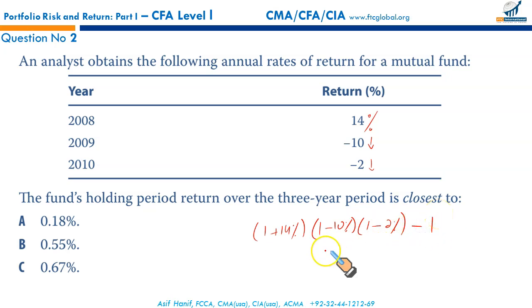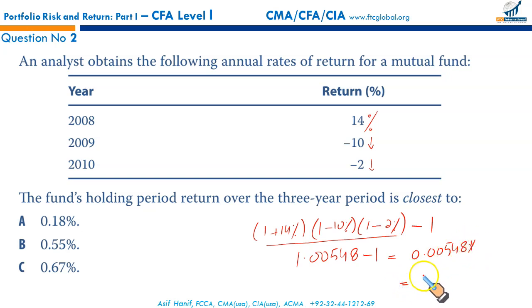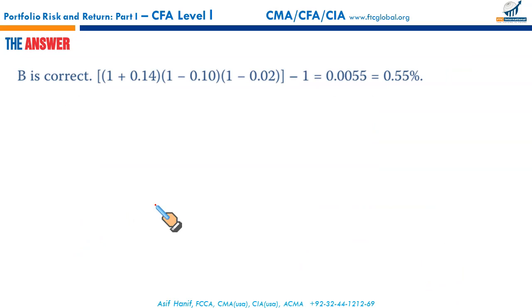and minus 1. So when you simplify this part, it will give you 1.00548, and from this, if you deduct 1, what you will have is 0.00548, and if this is expressed in percentages, it will be approximately 0.55%, which is B. B is your right answer.